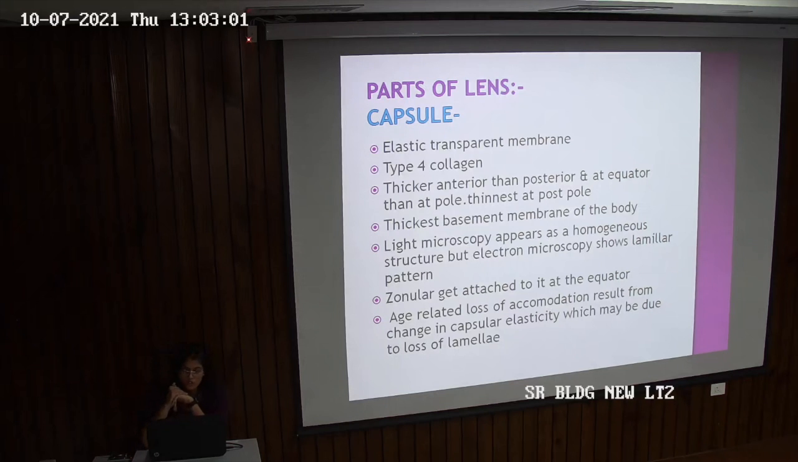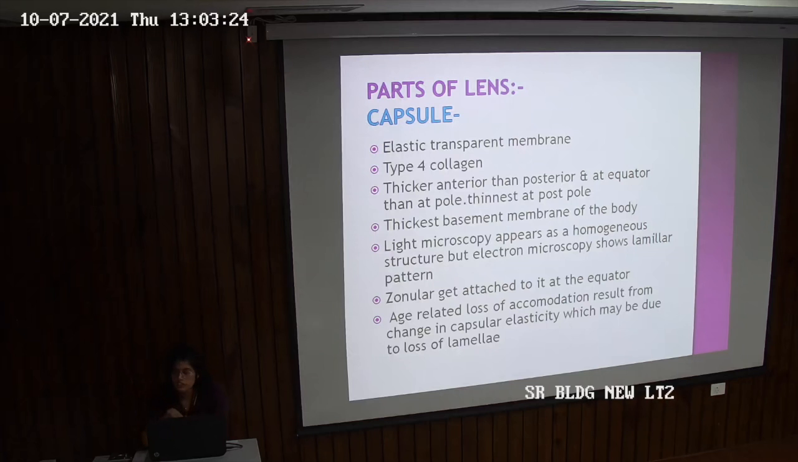Now, the most important question I found that has also been asked: what is the thickest basement membrane of the body? Hence this is your answer, the capsule too. Now, under light microscopy it appears as a homogeneous structure, but electron microscopy shows you the lamellar bed. This is how we see it at the microscopic level and how beautifully it can be expressed.